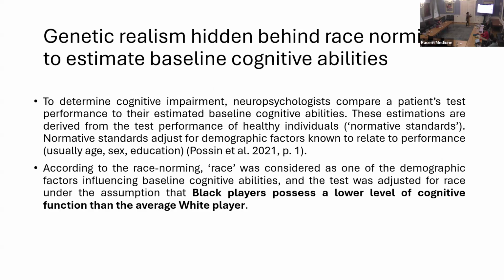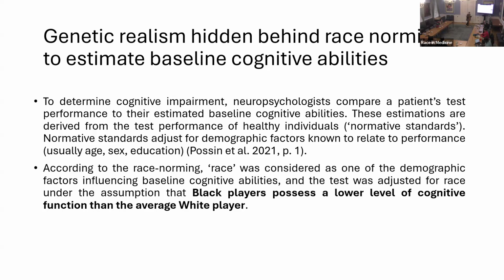So how does this race norming work? To determine cognitive impairment, neuropsychologists compare a patient's test performance to their estimated baseline cognitive abilities. These estimations are derived from the test performance of healthy individuals. So this is like the normative standard. Normative standards adjust for demographic factors known to be related to performance, like age, sex, and education. But according to race norming, race was considered one of these demographic factors influencing baseline cognitive abilities. And the test was adjusted for race under the assumption that Black players possess a lower level of cognitive function than the average white player.